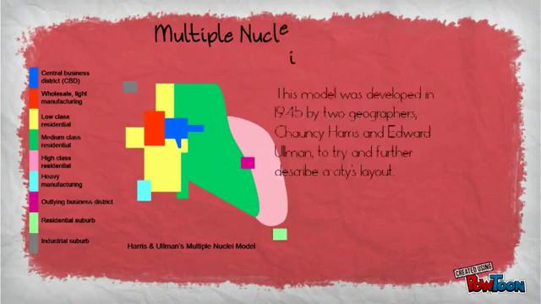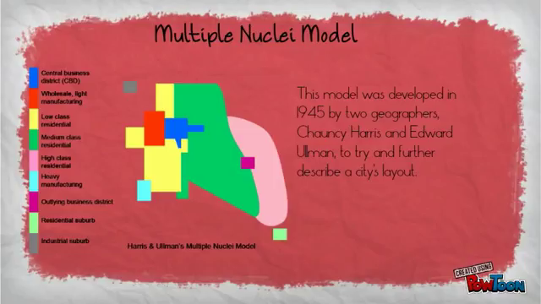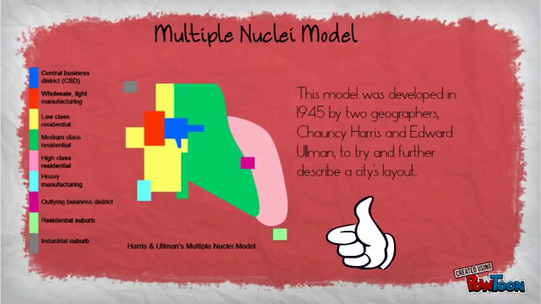The next well-known model is the multiple nuclei model. This model, created by Chauncey Harris and Edward Ullman, says that there is not one center that activity revolves around, but many. This model has become more popular than the others because it illustrates real-life activity clusters a lot clearer.